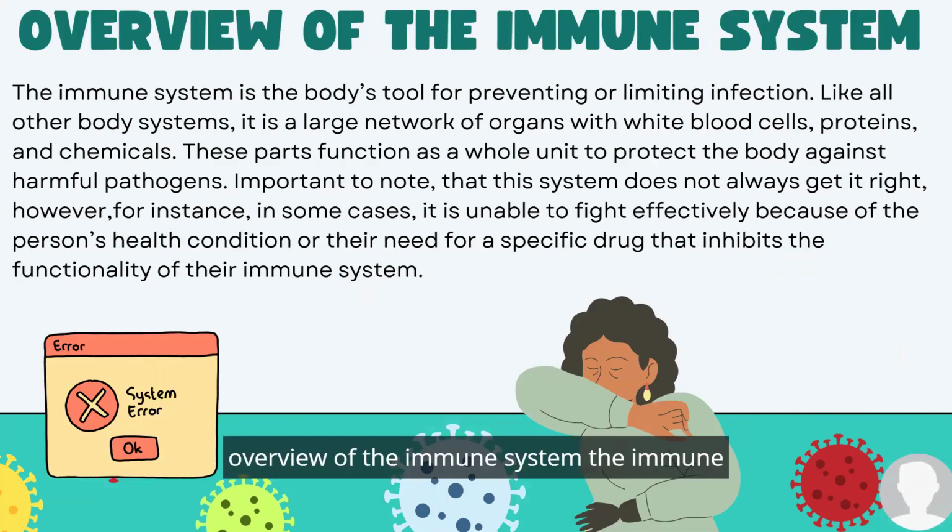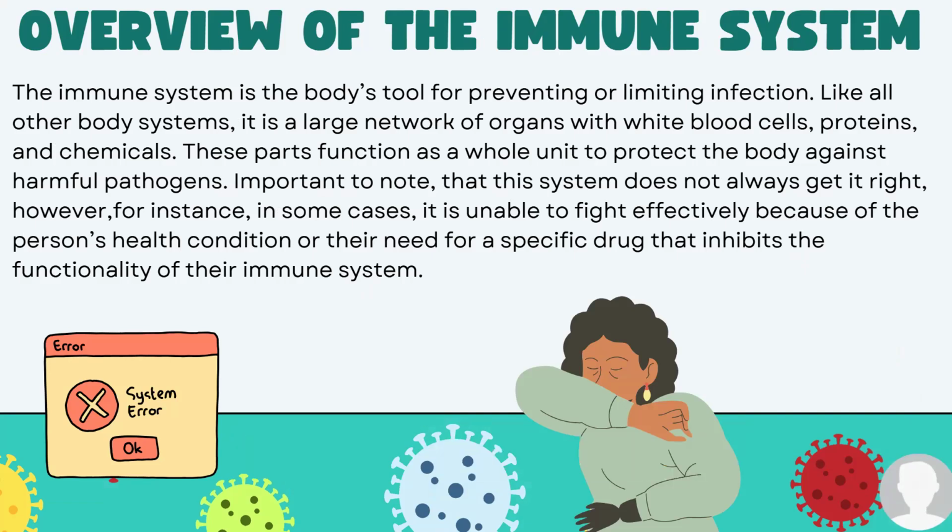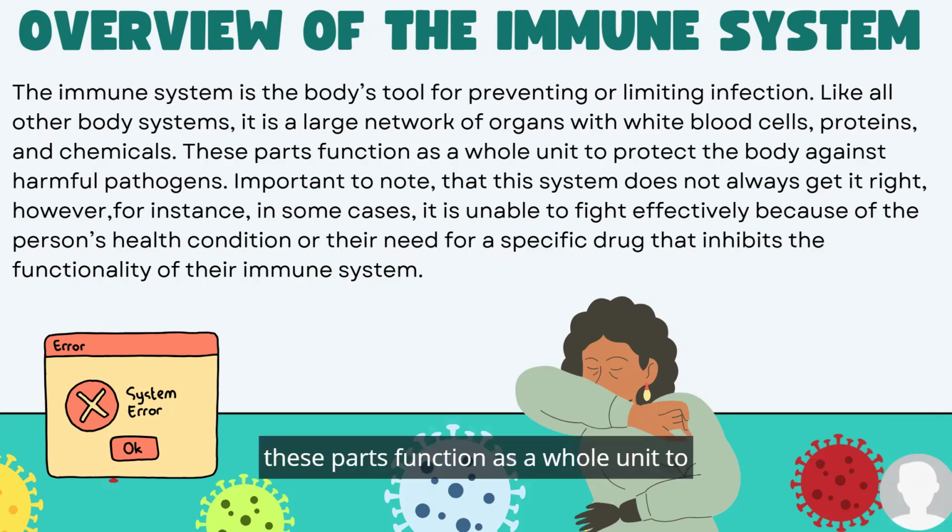Overview of the immune system. The immune system is the body's tool for preventing or limiting infection. Like all other body systems, it is a large network of organs with white blood cells, proteins, and chemicals. These parts function as a whole unit to protect the body against harmful pathogens.